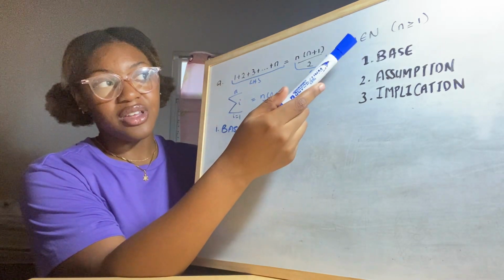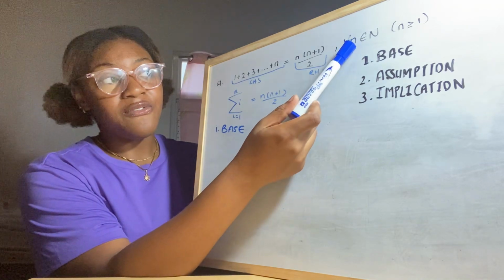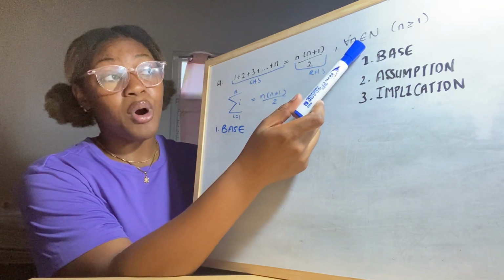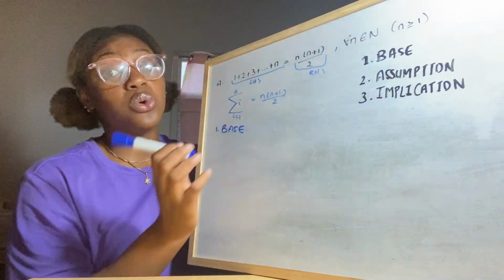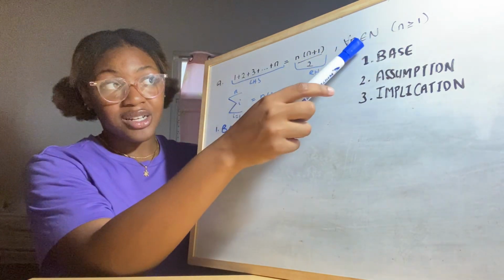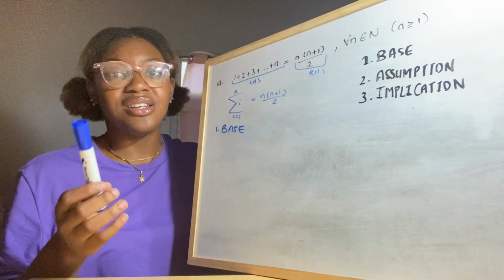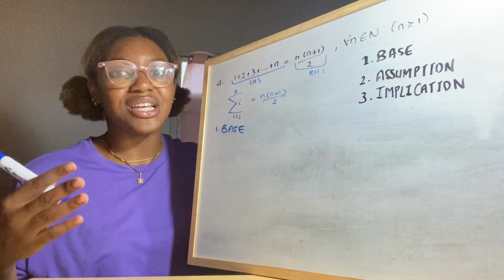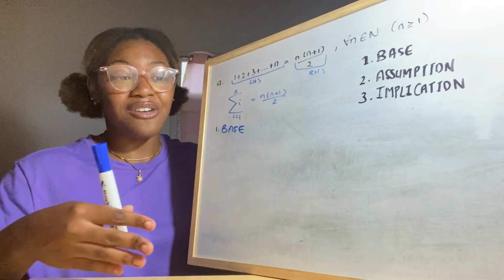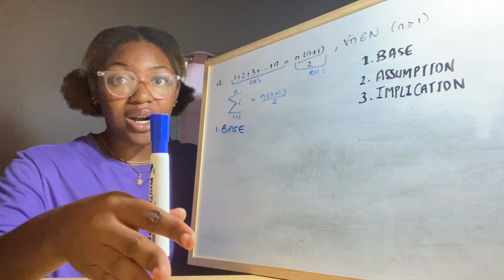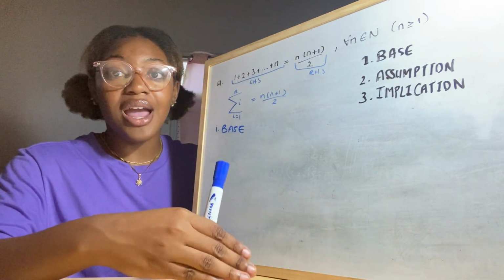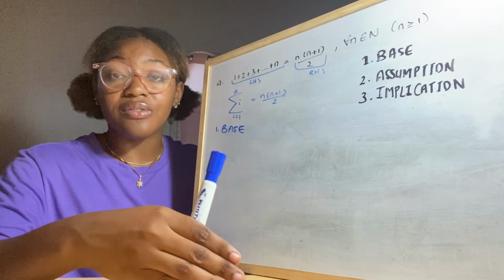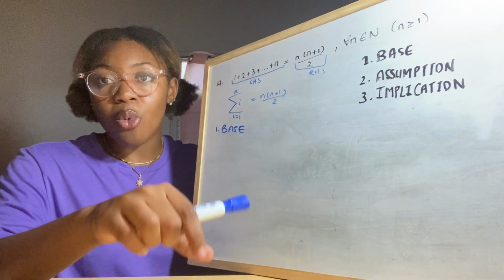At the end, if you notice, we have for every n that is a part of the set of natural numbers where n is greater than or equal to 1. That part of the statement is telling us what our first case is. We're saying that from 1 and onwards, the statement is true. So the statement is true where n is equal to 1, 2, 3, 4, 5, 6. We're starting from 1.